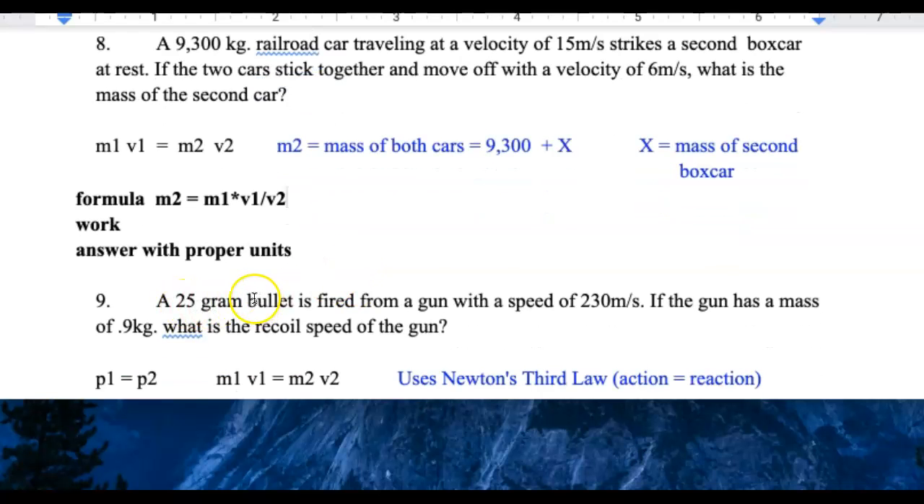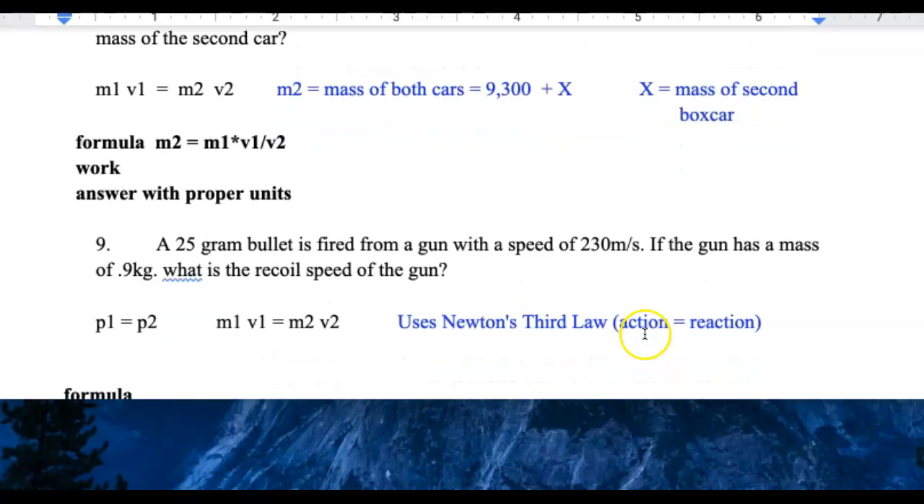Now I have a 25-gram bullet fired from a gun with a speed of 230 meters per second. If the gun has a mass of 0.9 kilograms, what is the recoil speed of the gun? So remember, for every action, there's an equal and opposite reaction. So if something goes one way, that reaction is going in the equal and opposite direction.